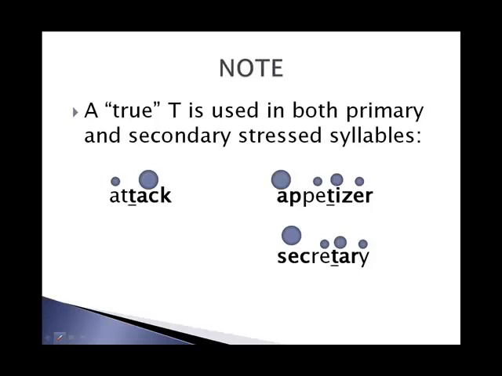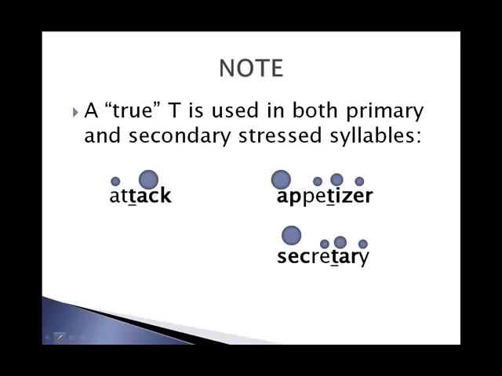Please note, a true T is used in both primary and secondary stressed syllables. Let me help you understand through these 3 examples. Attack. Attack is a word with 2 syllables. Stress is on the second. Attack. So T, although in the middle of the word, is at the beginning of a stressed syllable. So we have a true T, attack.